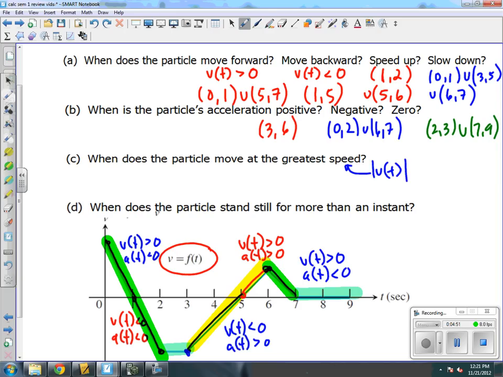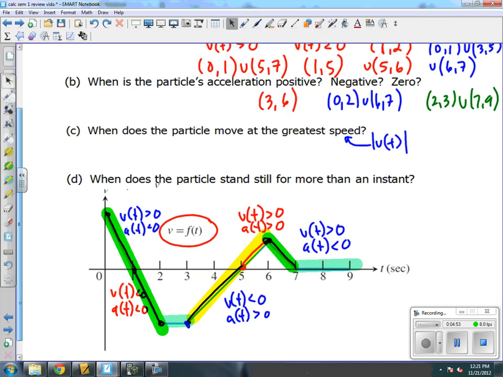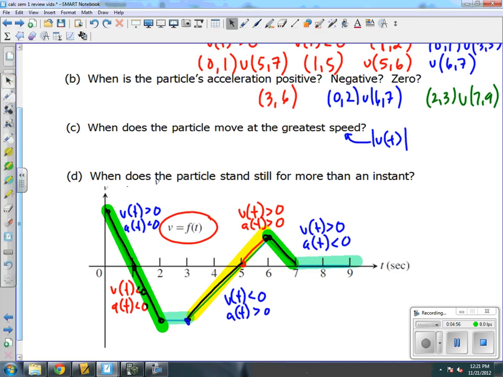So I'm looking at the problem, I'm looking at the graph, and I'm basically just looking for the highest point. And it looks like for an instant at time 0, and then again from 2 to 3. On the interval 2 to 3, it looks like the speed will be at the greatest value, meaning it's furthest from the x-axis. And then lastly, what does the particle stand still for more than an instant?